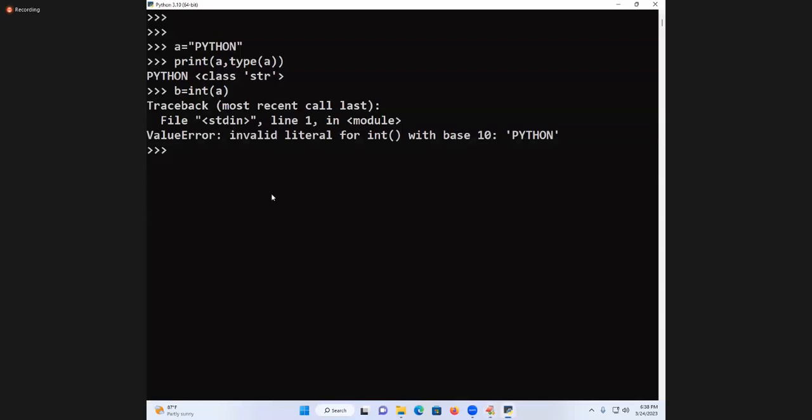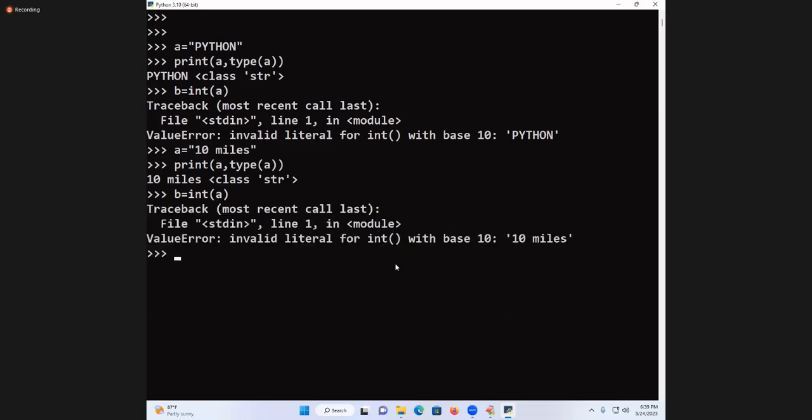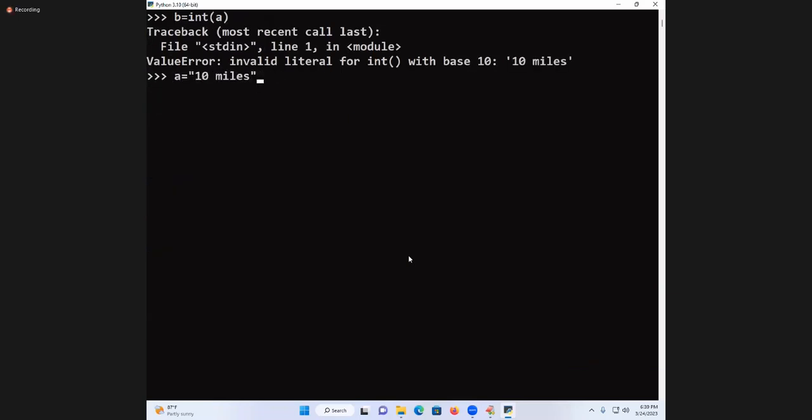A is equal to, now he is asking about the conversion. I understand from his doubt, conversion. Print of A comma type of A, which is called str. B is equal to int of A. What is the output? Come on. Value error. Yashwant, I hope you understand. What is that error? Value error. Did you understand? Right.